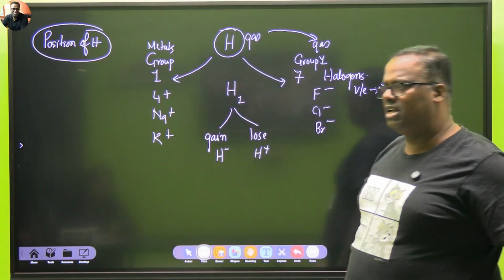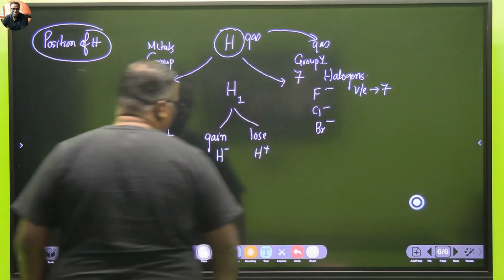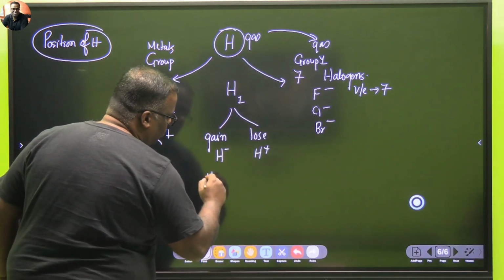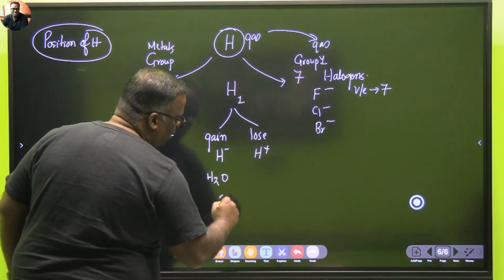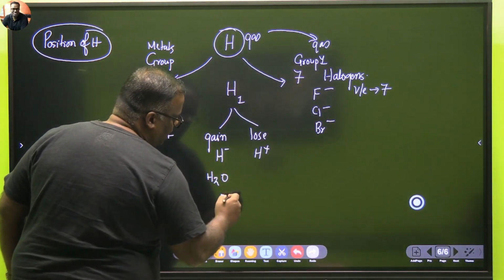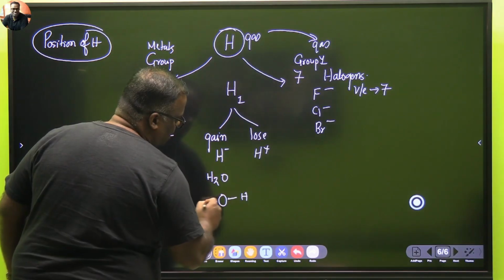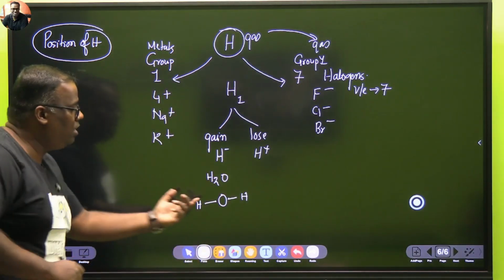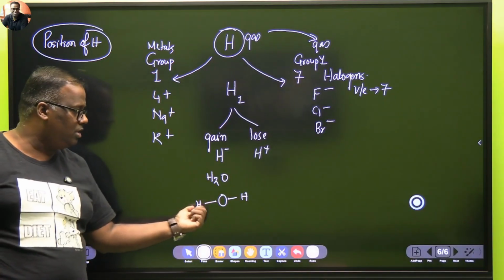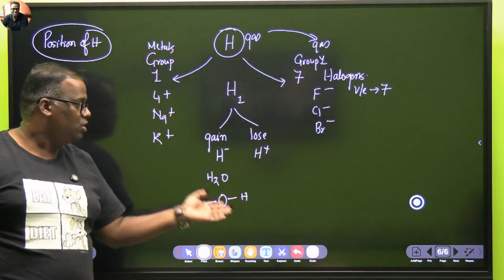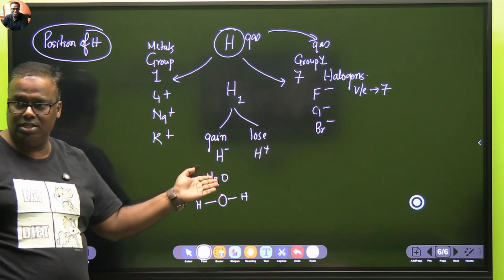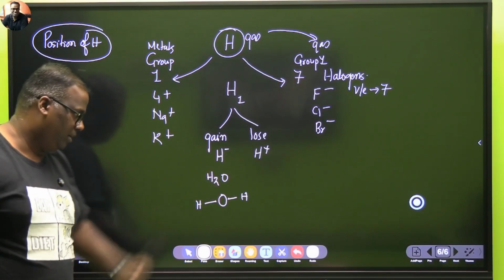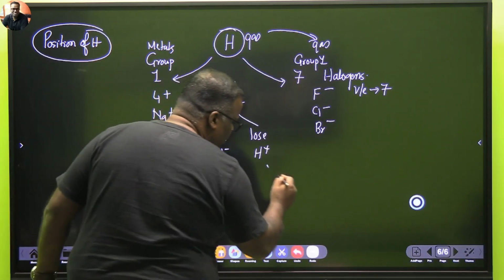Now let us understand. Does hydrogen gain an electron? Oh, why not? If you see H2O, it is a covalent bond where there is oxygen. It has one bond with hydrogen on this side, one bond on the other side. So hydrogen is gaining one electron from oxygen on this side and one electron on this side. So hydrogen does gain electrons. And gaining makes it minus, right? Fine. Does hydrogen lose an electron?